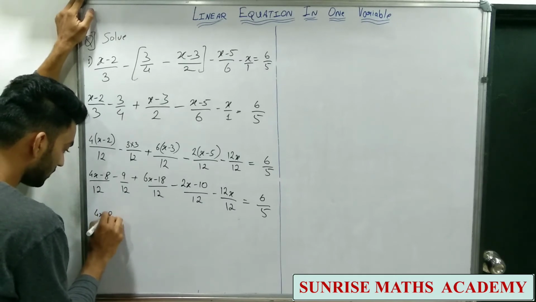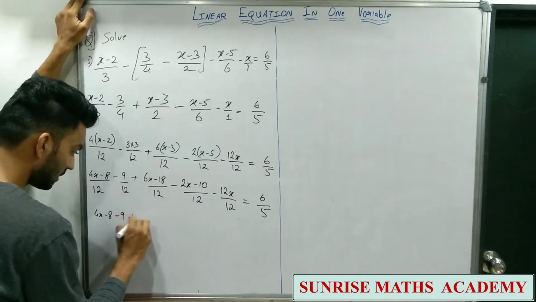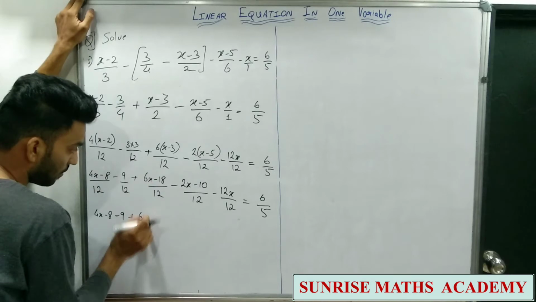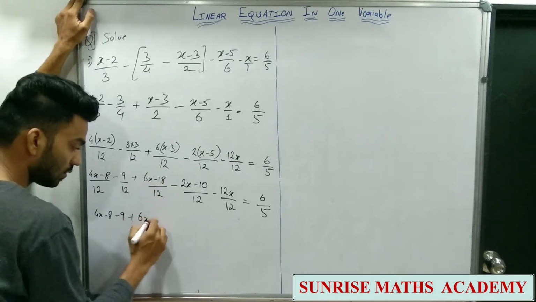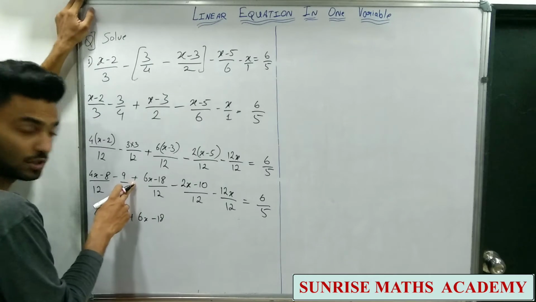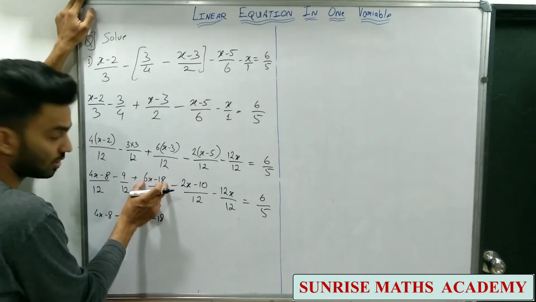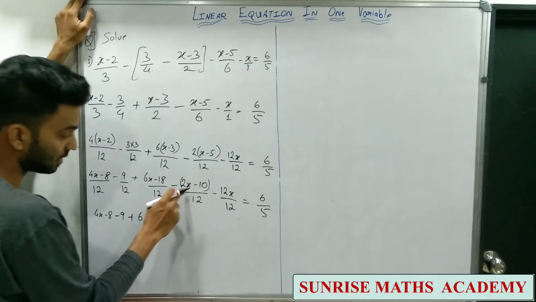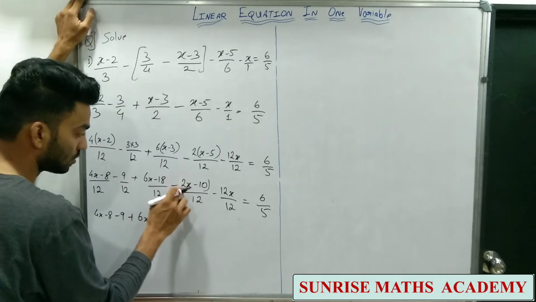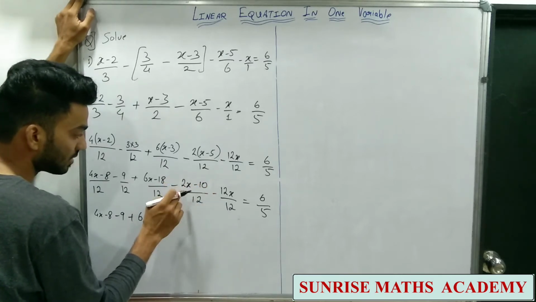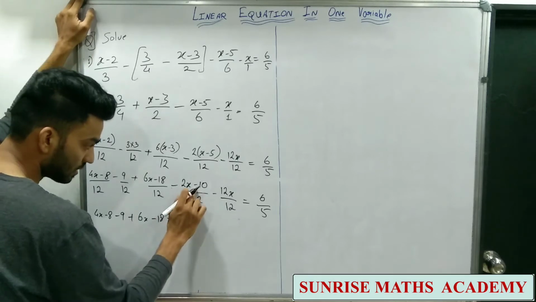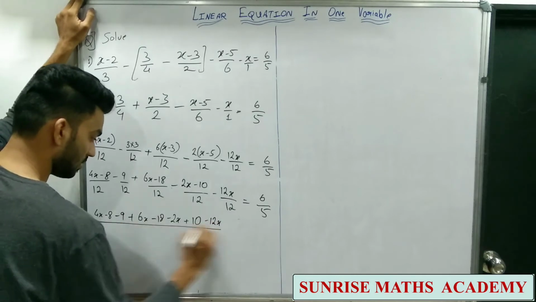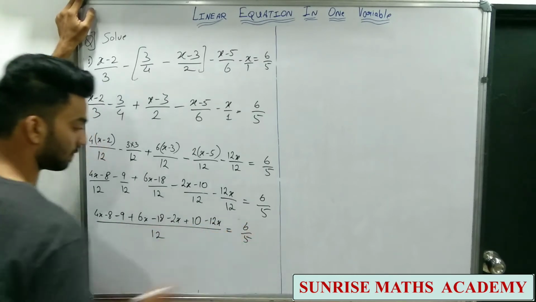So 4x minus 8 minus 9 plus 6. This is 6. This is plus. So this will remain same. This is positive, it will remain positive. This is negative, it will remain negative. Why? Because this is a positive sign. The sign of these two will not change. But here it is negative. So this negative sign will change the sign of the terms of the numerator here. So 2x is actually positive, it will become negative. This is negative, it will become positive. And this is minus 12x upon 12 equal to 6 upon 5.